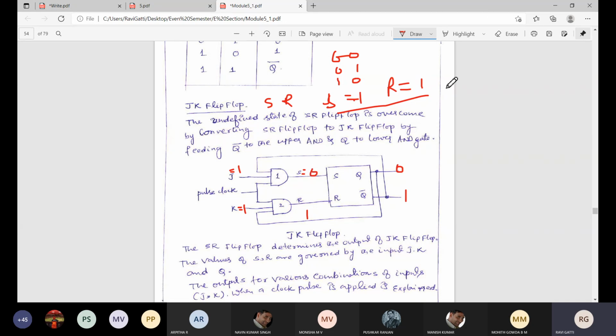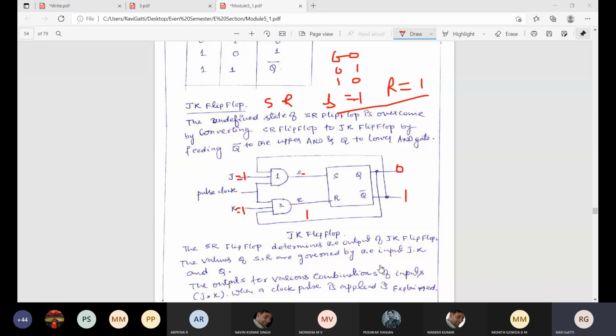Let us try to give the values. When J is equal to 1 and K is equal to 1, we can interchange these names. Don't bother about JK and SR, we can change these names. But since we have done some modifications, that is why we are calling them J and K. Now let us see when J is equal to 1 and K is equal to 1, what the output is. Yes, tell me what is the output of this.